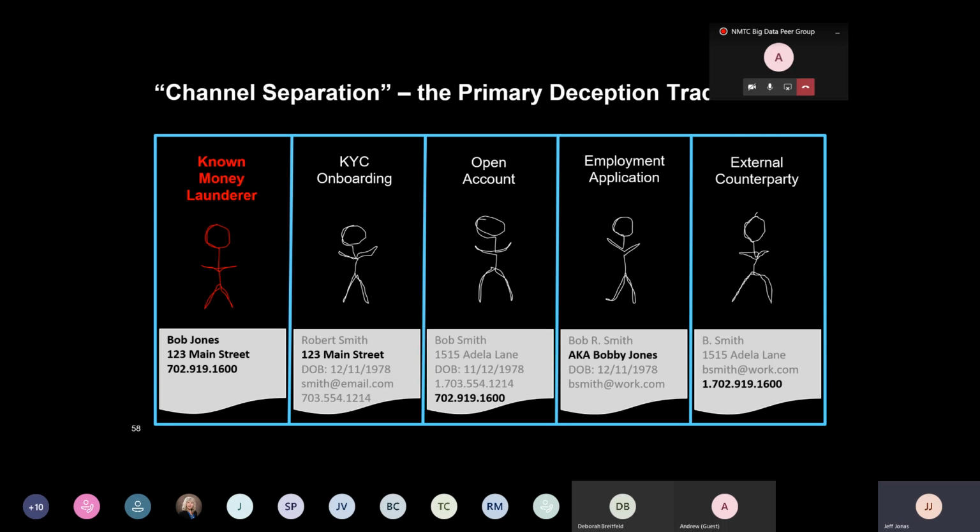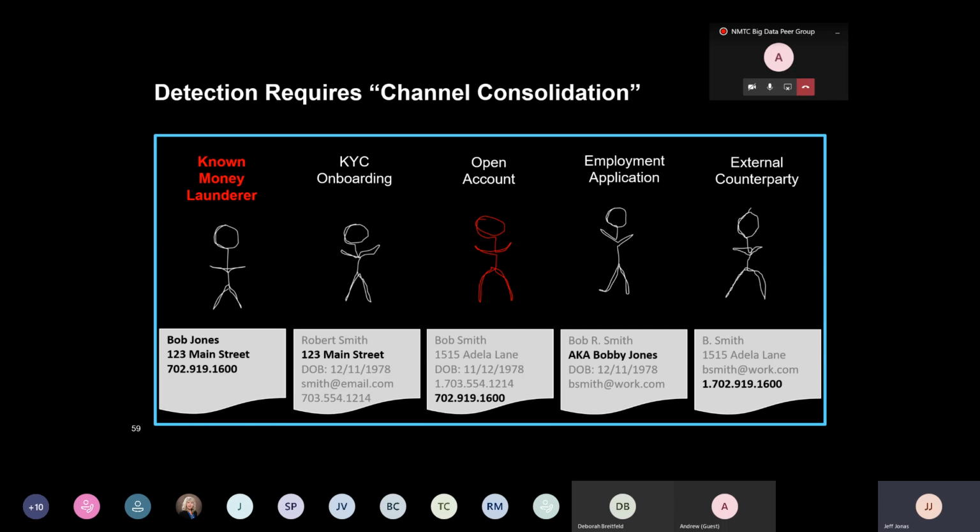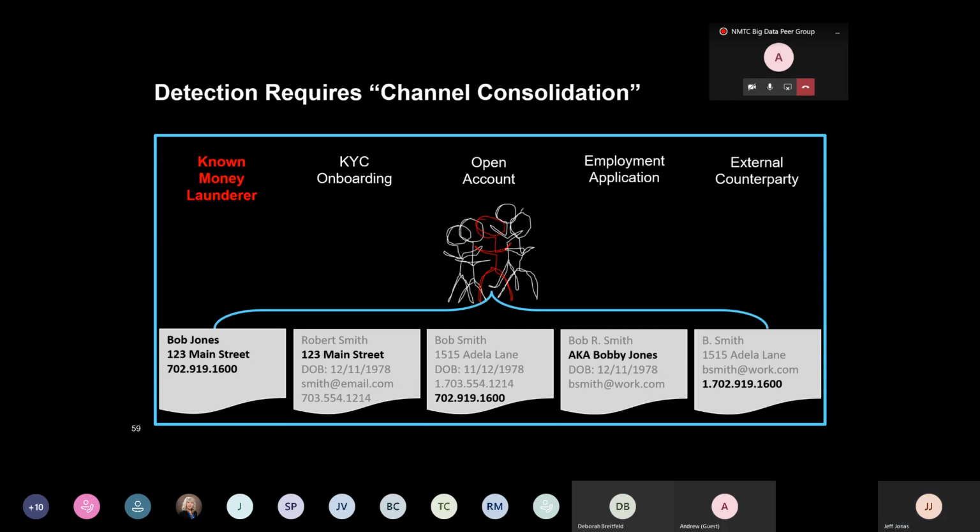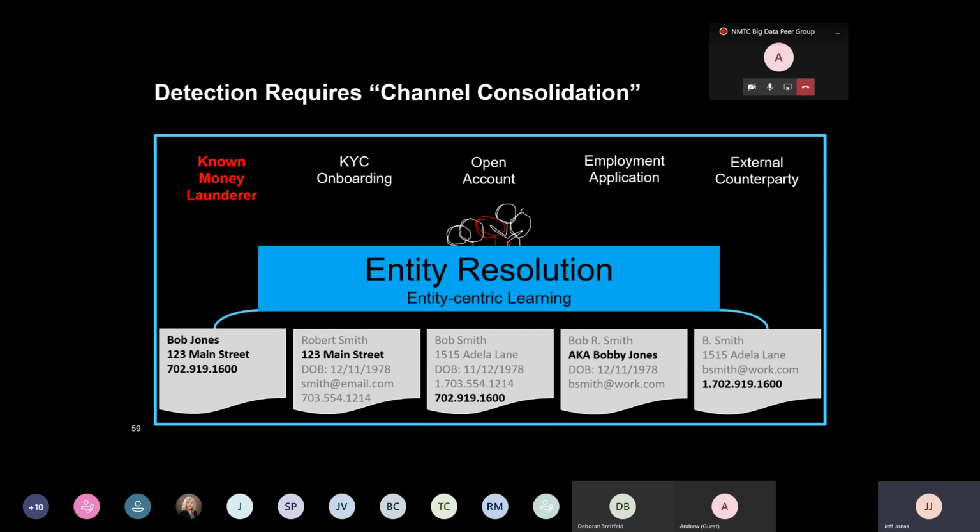Boy, I'll tell you, this holds true from simple card counters trying to penetrate Vegas all the way to terrorists trying to sneak into the US. And the only way to actually find them is to figure out how to do this. And the way that's done is entity resolution that uses entity-centric learning, not record matching. Okay, I think I got one more move.